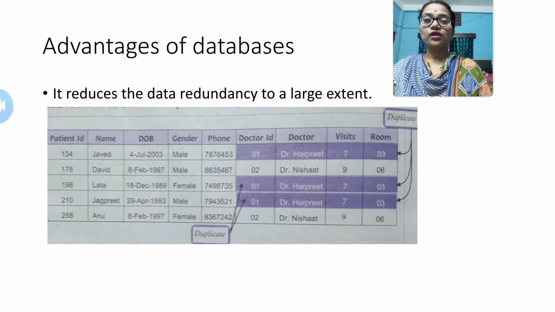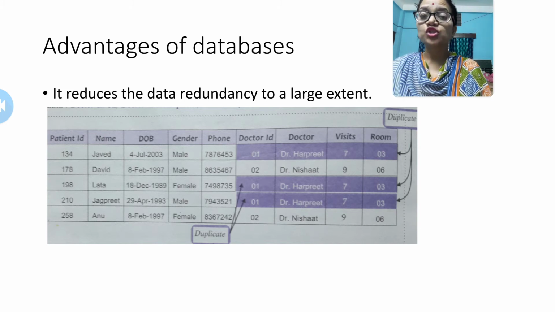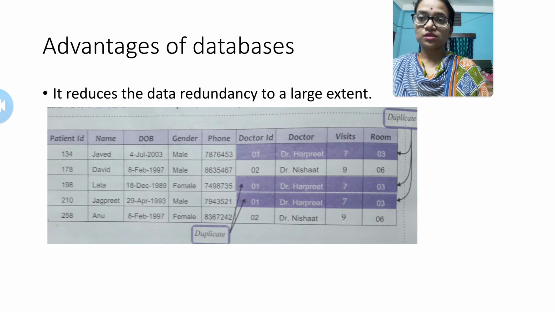The first and foremost advantage of the DBMS is that it reduces data redundancy to a very huge extent. Now what do we mean by data redundancy? The term redundancy itself means duplicacy, two same things. If you look at the table carefully, the highlighted portions, that is the doctor ID, doctor name, visits and room, there it is written 01 helpage, 01 helpage. Two times it is written there on the same table.